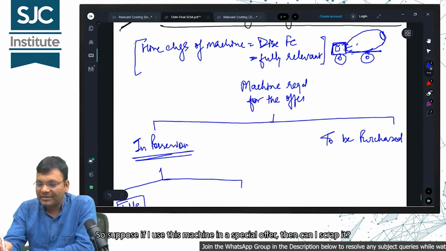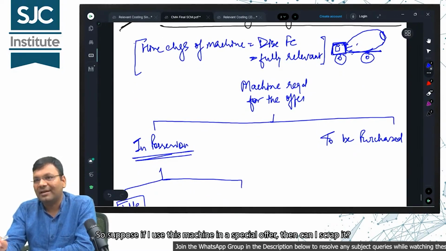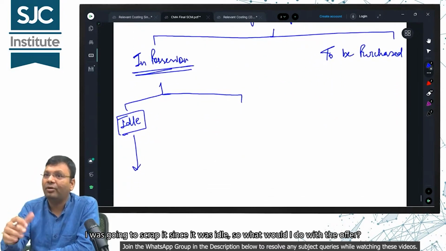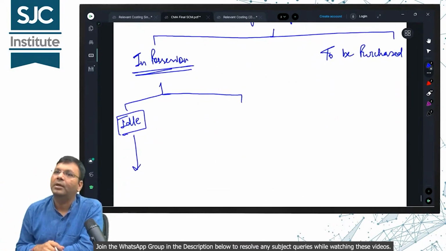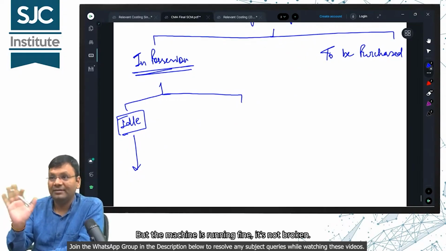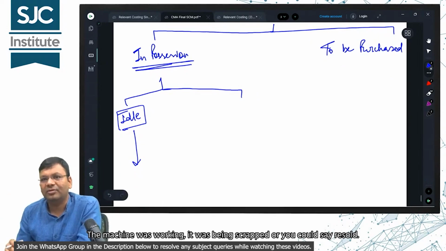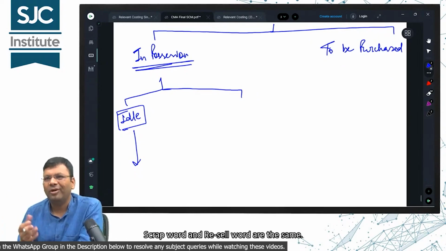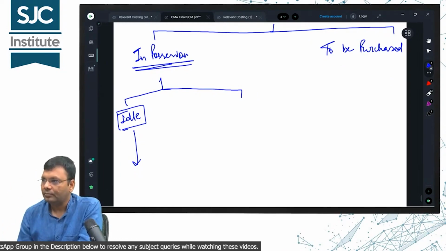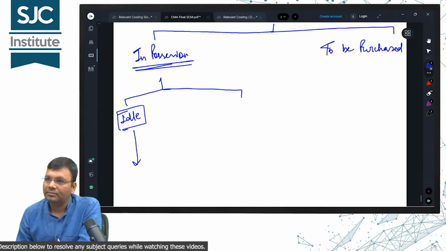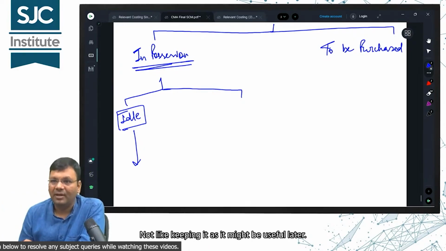And so suppose if I use this machine in a special offer, then can I scrap it? I was going to scrap it since it was idle. So what would I do with the offer? I was about to scrap. But the machine is running fine. It's not broken. The machine was working. It was being scrapped, or you could say resold. Scrap word and resell word are the same. If the machine is idle, what do we do? We always resell it. Not like keeping it as it might be useful later.